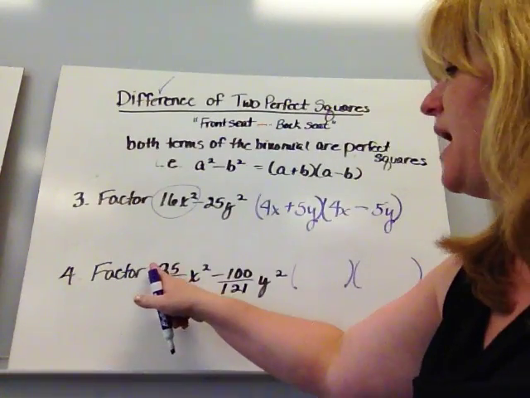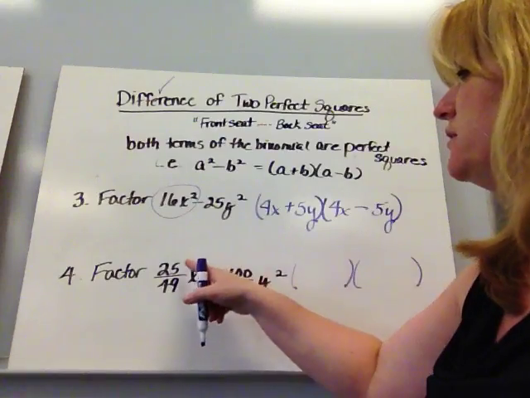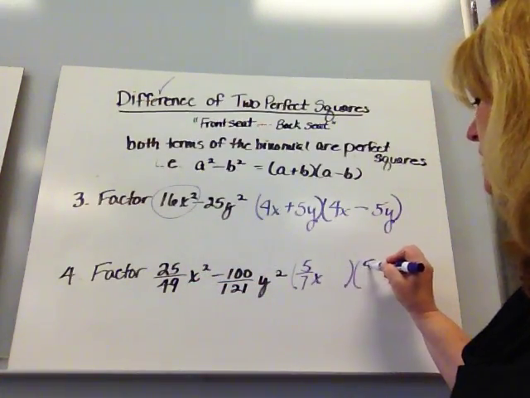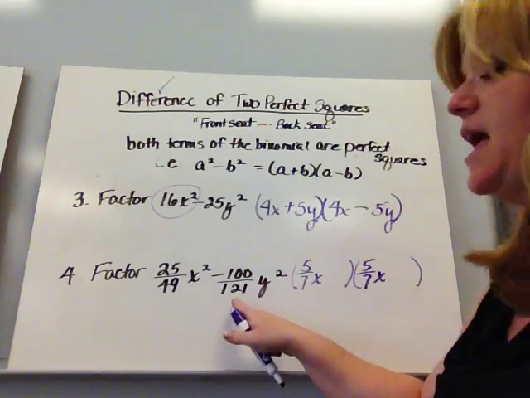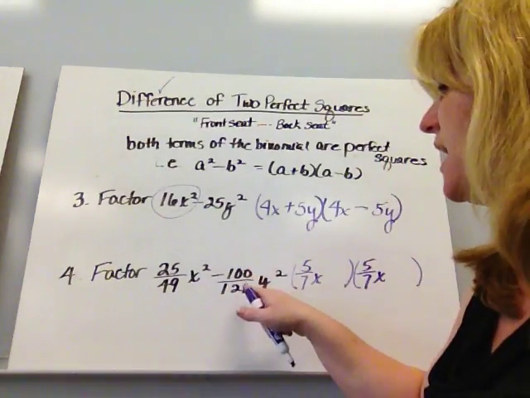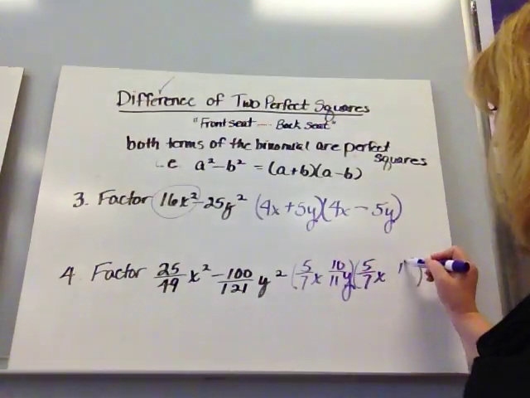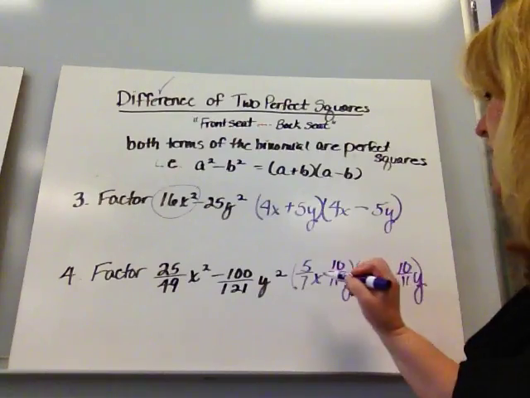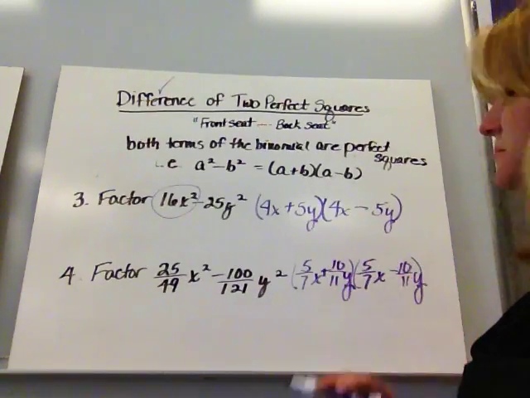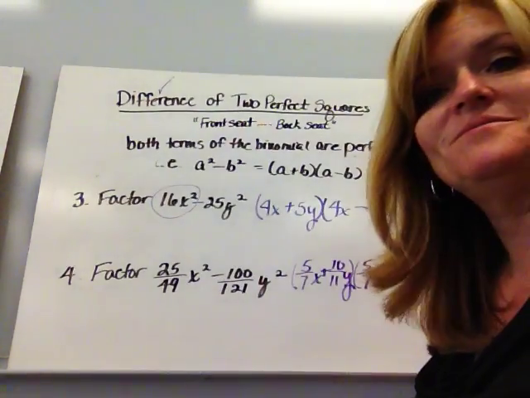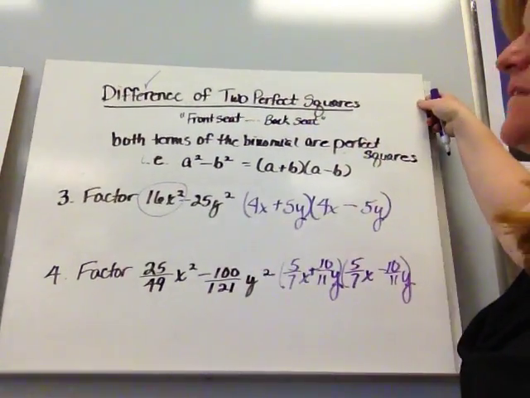Okay? So now I look at that and say, well, the square root of that would be 5/7 x. So that goes here, because that's a perfect square. And this would be 10 over 11, because that's y. And then I just put the plus and the minus. That's the difference of two perfect squares. That's my favorite.